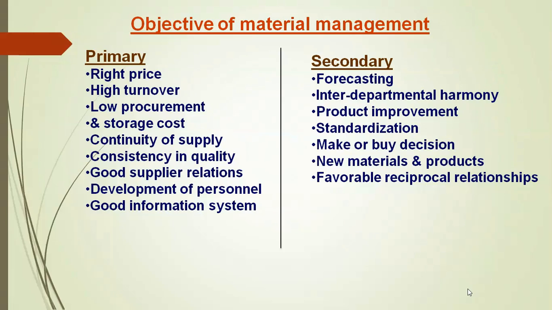In secondary objective of the material management, it comes up with forecasting, interdepartmental harmony, product improvement, standardization, make or buy decision, new material and products, favorable reciprocal relationships. So there are basically two major objectives, primary and secondary. There are some priorities, and looking towards the priorities, the objectives are defined.